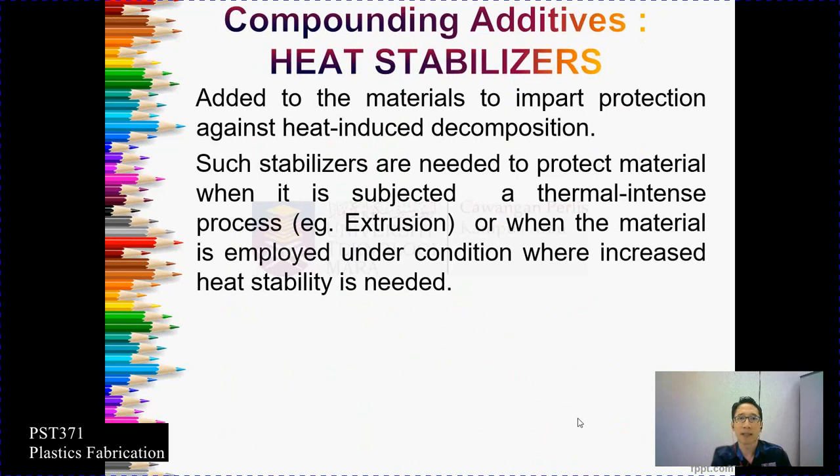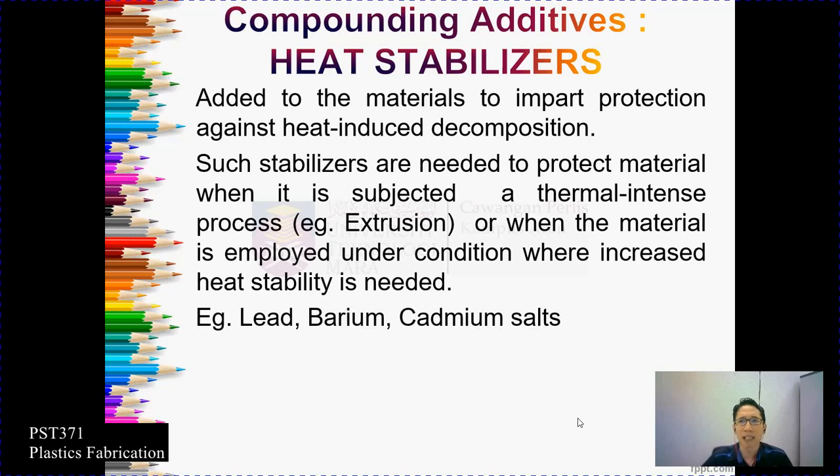And then we have heat stabilizer, added to the material to impart protection against heat-induced decomposition. Such stabilizers are needed to protect material when it is subjected to a thermally intense process, for example extrusion, or when the material is employed under conditions where increased heat stability is needed. Examples of heat stabilizers are lead, barium, and cadmium salts. Some of the polymeric materials such as PVC and polystyrene are very sensitive materials. The melting curve is very narrow, and the operating temperature window is very small, so you need a heat stabilizer to prevent any decomposition during the processing.